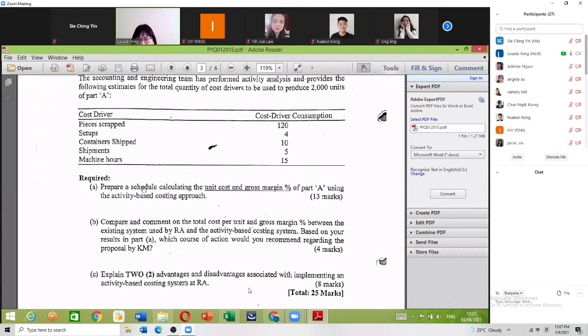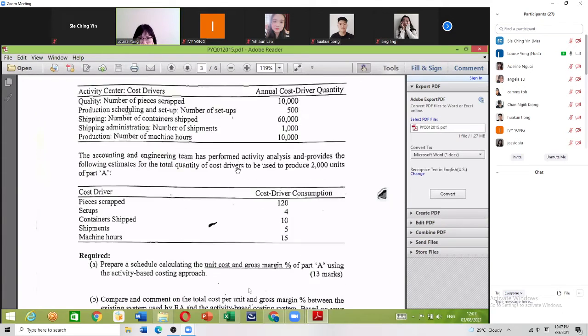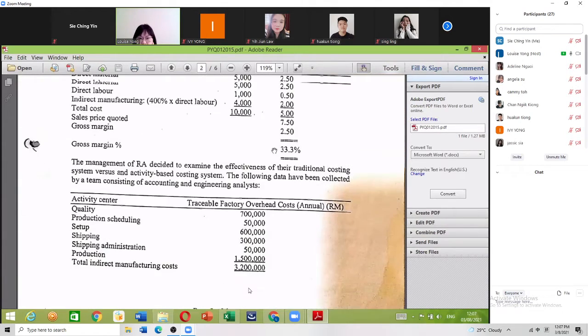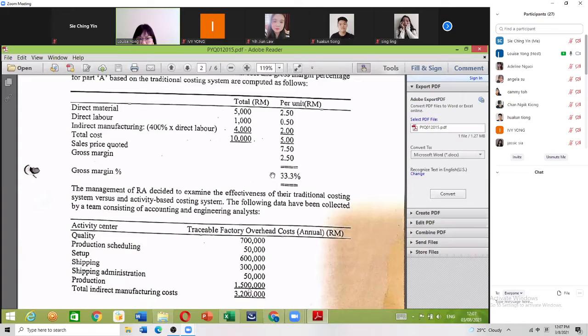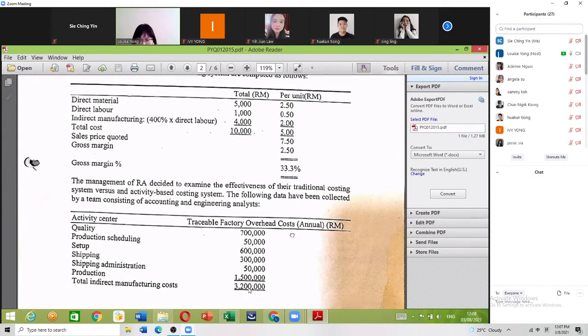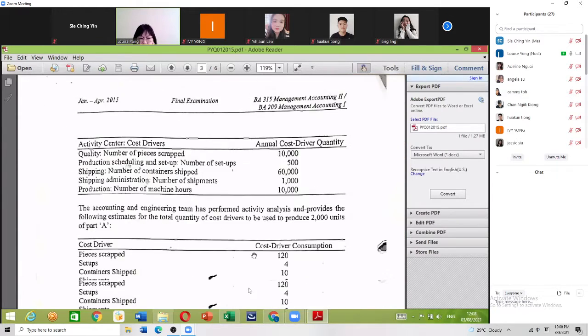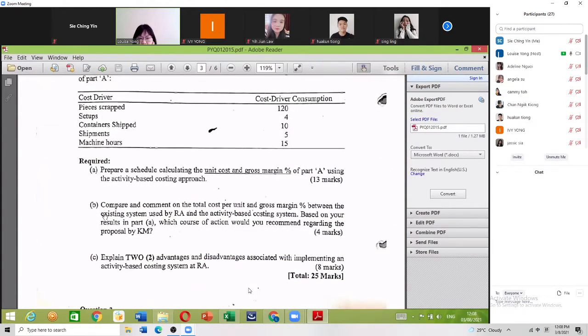Requirement A: prepare a schedule, which means prepare a report. Calculate your unit cost and your gross margin percentage of part A if you're using activity based costing. So it wants the cost per unit and the gross profit margin if I use ABC.